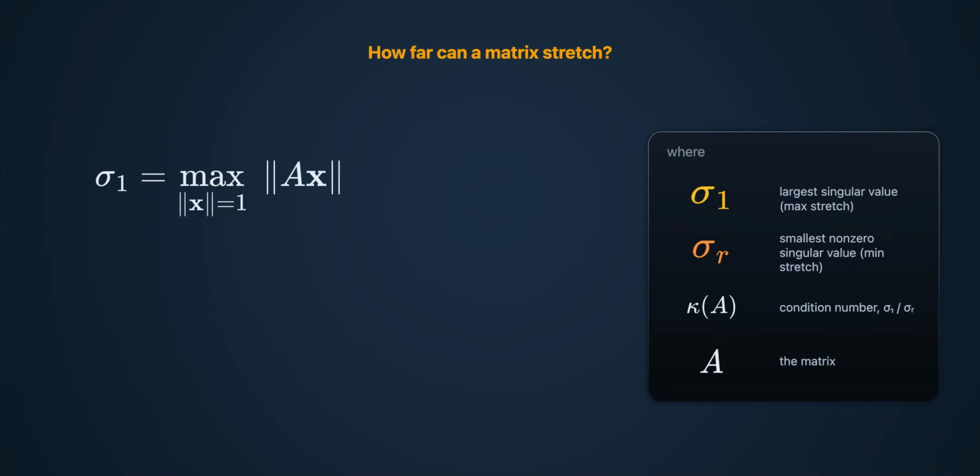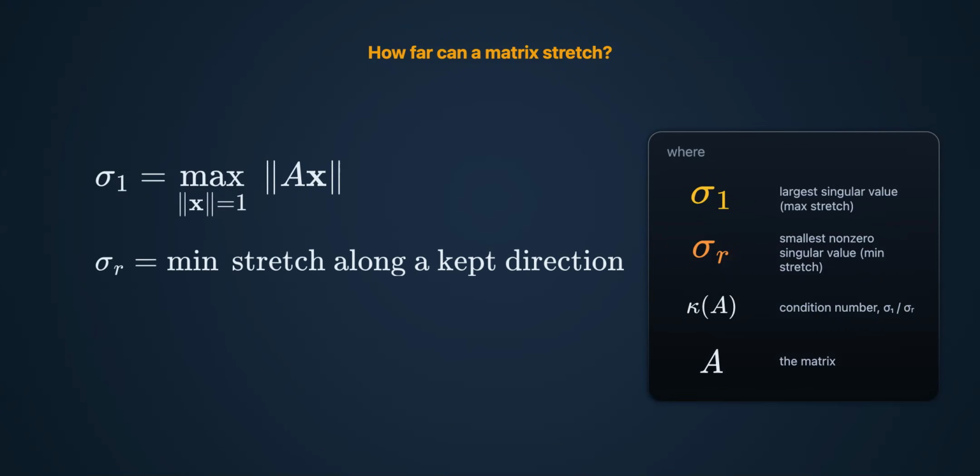And the singular values warn you when that solve is fragile. Two singular values, the biggest and the smallest, mean a lot on their own. Picture the ellipse again. The longest axis of the ellipse is sigma 1, and that is the most A can ever stretch a unit vector, so sigma 1 is the matrix's gain, its operator norm. The smallest non-zero singular value, sigma r, is the least it stretches along any direction it does not crush, the shortest axis of the ellipse.